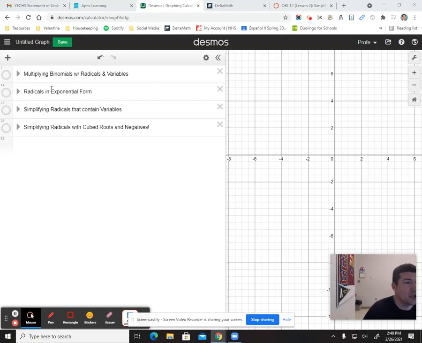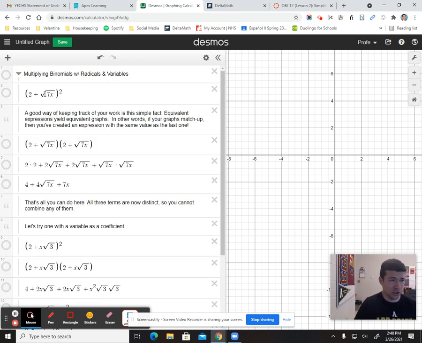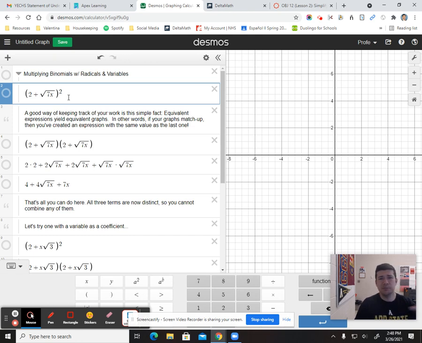Hey everybody, so here's a quick video on simplifying some more binomials, some more radical expressions. We're gonna do a little bit with exponential expressions too, so check this out. So here's something that's been baffling some of you guys. Squaring a binomial that contains a variable. So here's, for example, 2 plus the square root of 7x, all squared.